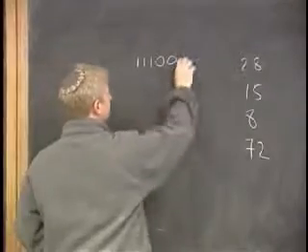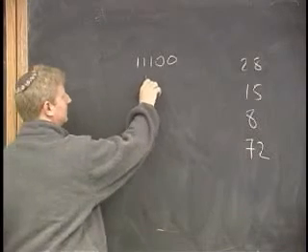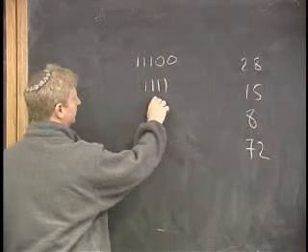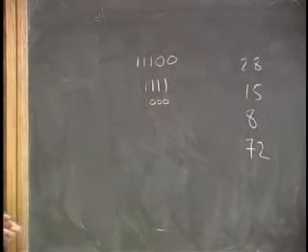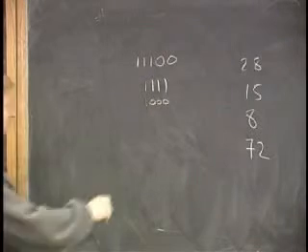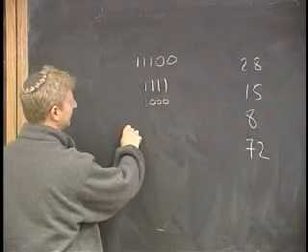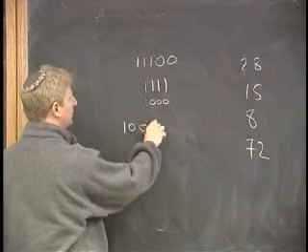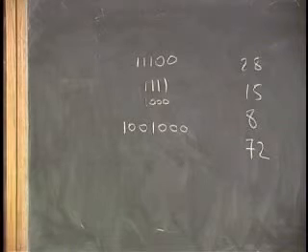One more 0? No. That's it? Okay. 15. 8. 72. 64. No 32. No 16. 1 8. No 4s. No 2s. No 1. Okay. You write all the numbers in binary.